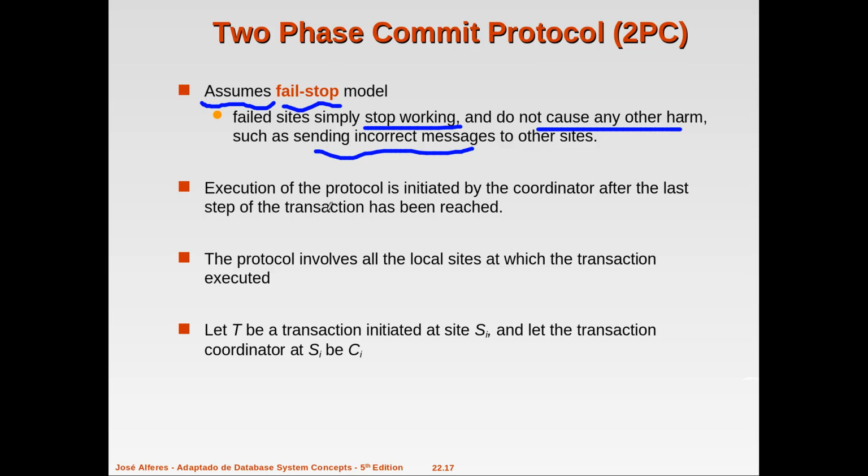Now execution of the protocol is initiated by the coordinator. We have the transaction coordinator and transaction manager on each site, which you have already seen. The working of this commit protocol will be initiated by the transaction coordinator. When will it happen? It will happen after the last step of the transaction has been reached. When one transaction reaches its last stage, the transaction coordinator will initiate the execution of the two-phase commit protocol.